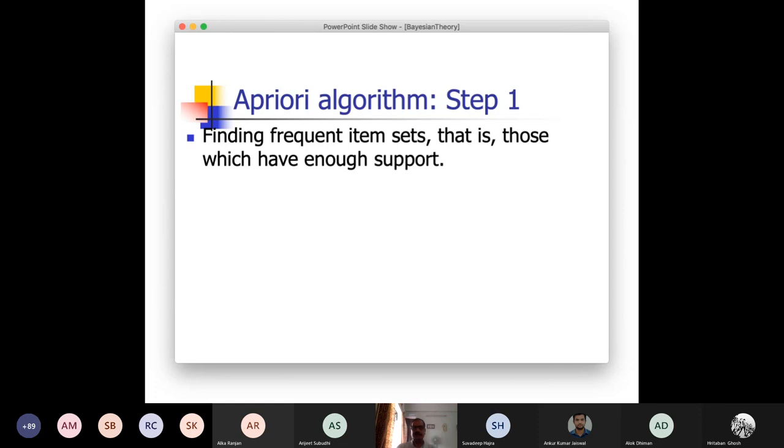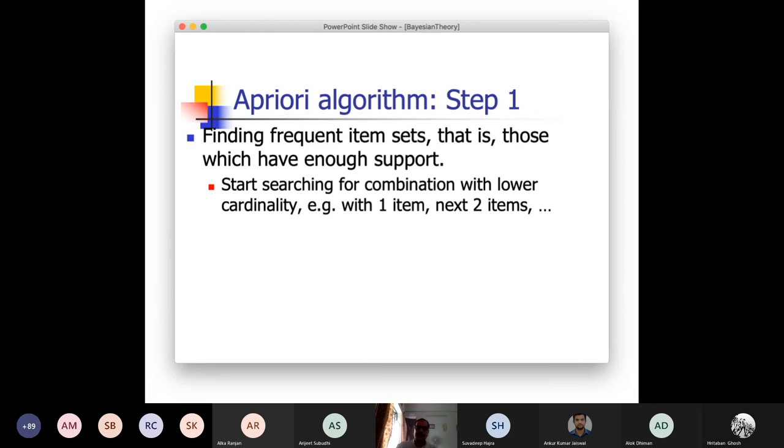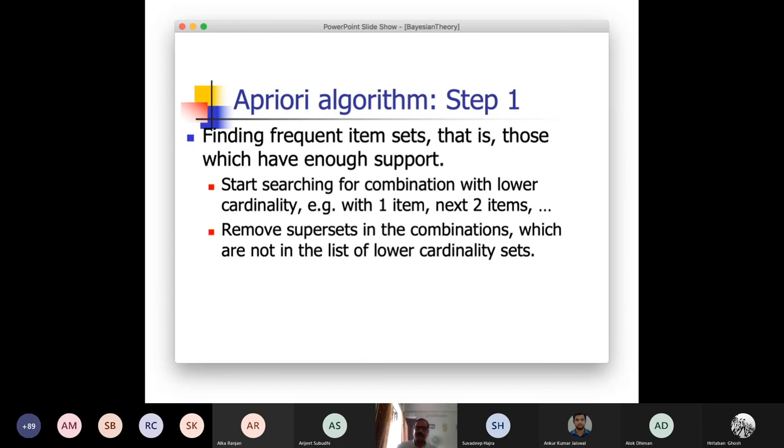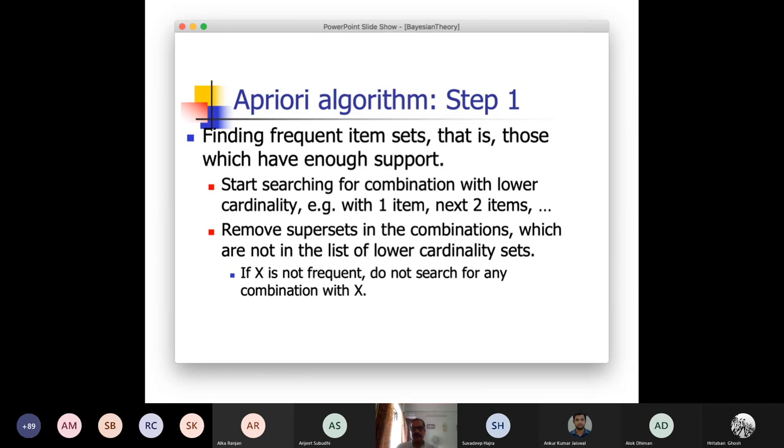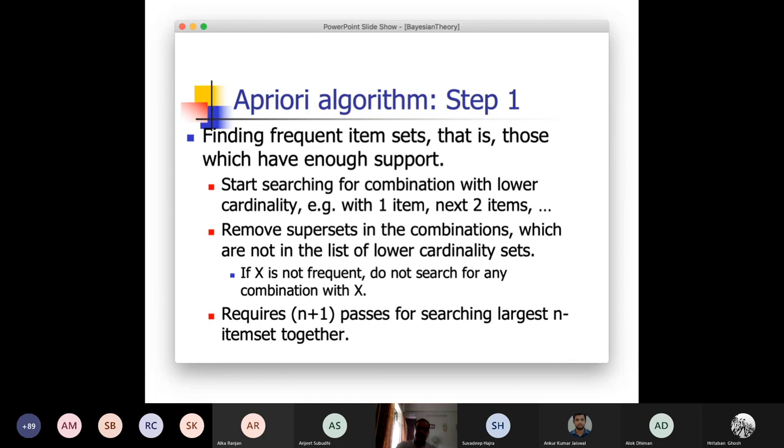So let me give you this algorithm. Step one: this algorithm is called the Apriori algorithm, and it finds the frequent item sets, that is, those which have enough support. Which means you start searching for combinations with lower cardinalities, say with one item, and then you find two items like this, and remove supersets of combinations which are not in the list of lower cardinality sets. So if X is not frequent, do not search for any combination with X. That means when you are searching combinations of attributes, they consist of only those frequently occurring items. And it requires n plus 1 passes for searching the largest n item set.